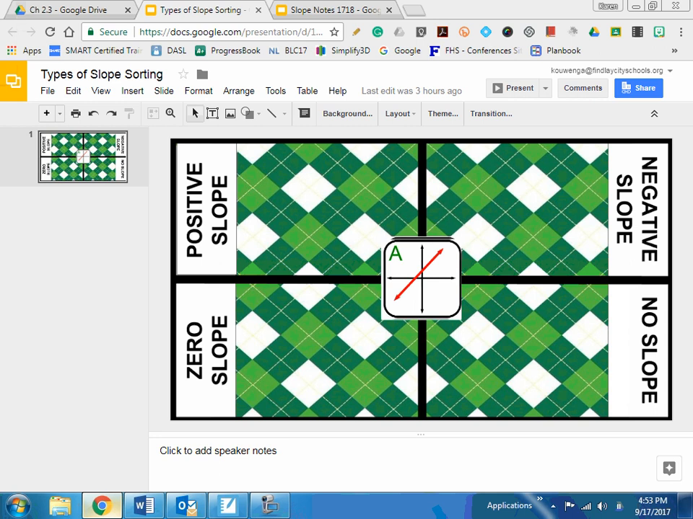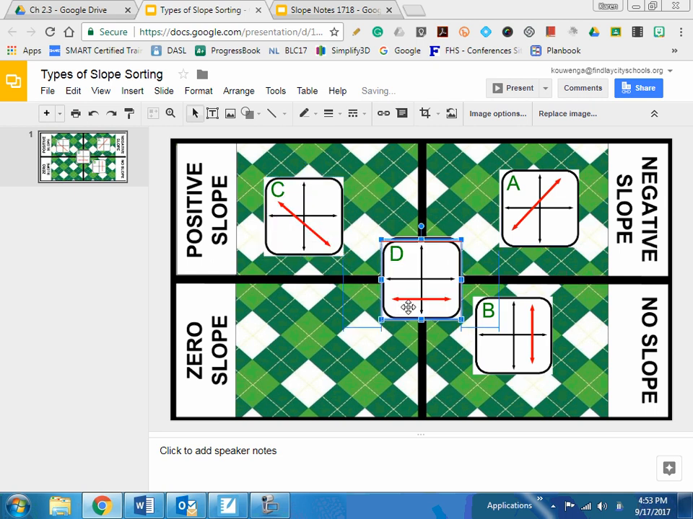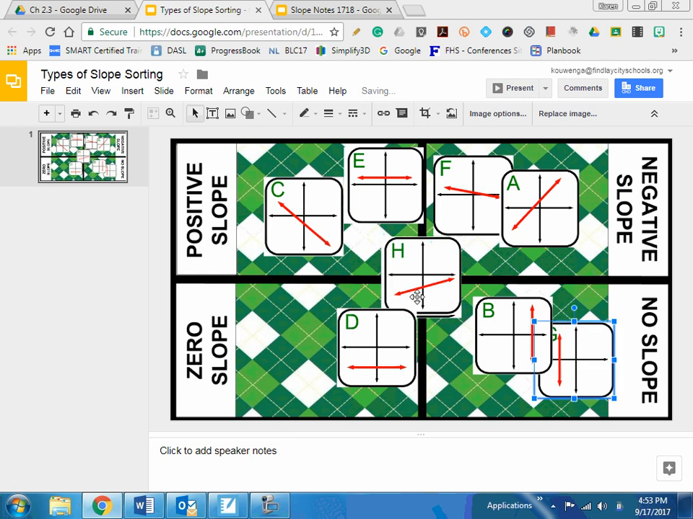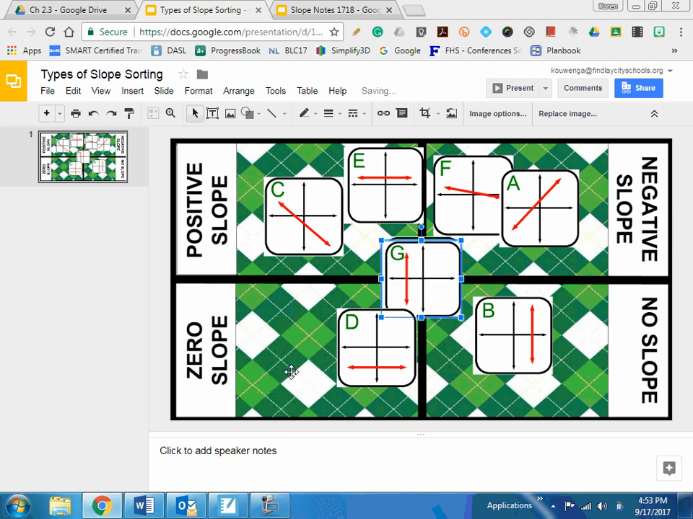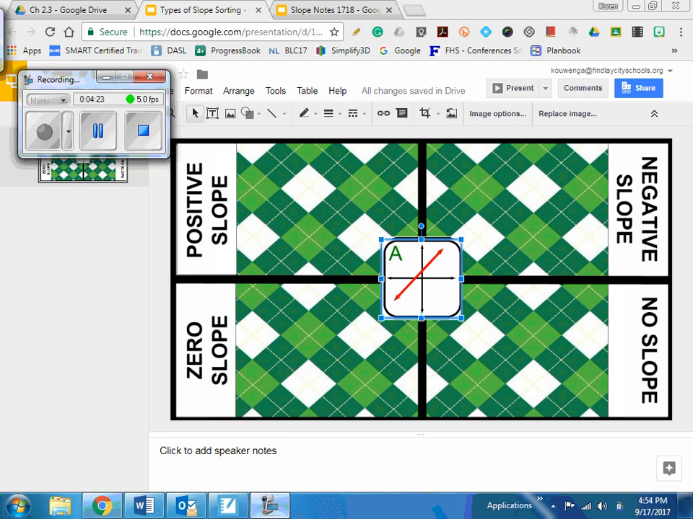You're just going to sort them according to whether you have a positive slope, a negative slope, a zero slope, or a no slope. So if you think this is a negative slope, you're going to click on A and drag it over. You're just going to go through and sort each one of these. There are a total of 12, and I was kind in that I divided them up evenly, so there should be 3 in each category when you're all done. Take a couple of minutes, it should not take you very long at all, do the sorting activity, and then we're going to do a little bit more notes.